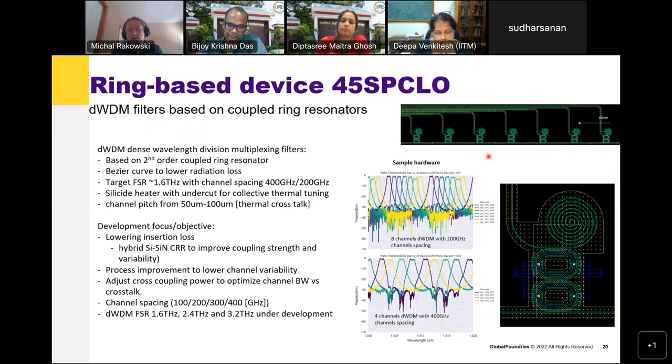In a similar way, we're trying to build some IPs, or at least reference circuits, in the electronics. Reference circuits, for instance, for the ring thermal stabilization, driver, and TIA.